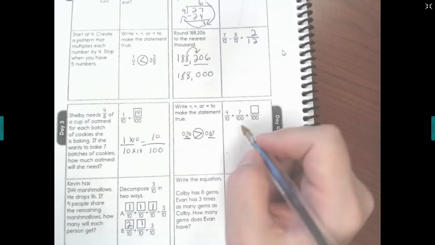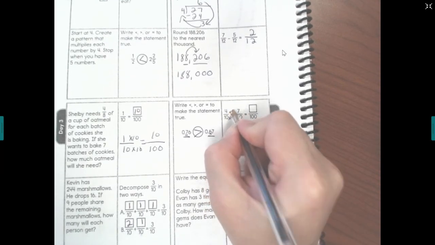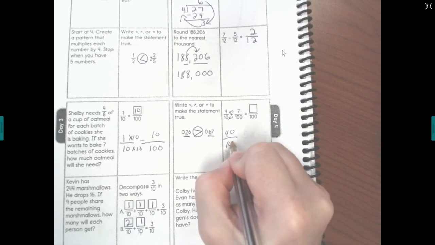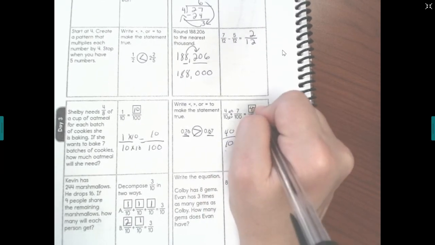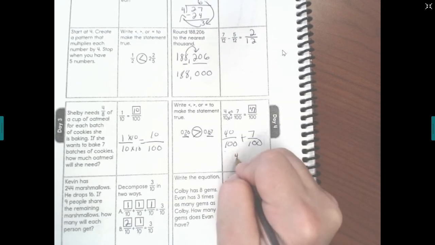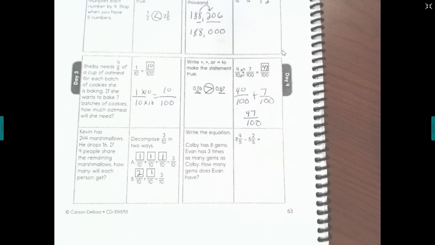All right, so we have to add these together, but we need to have like denominators first. So I'm going to multiply this by 10, and I get 40 over 100 plus 7 over 100, which gives me 47 hundredths.